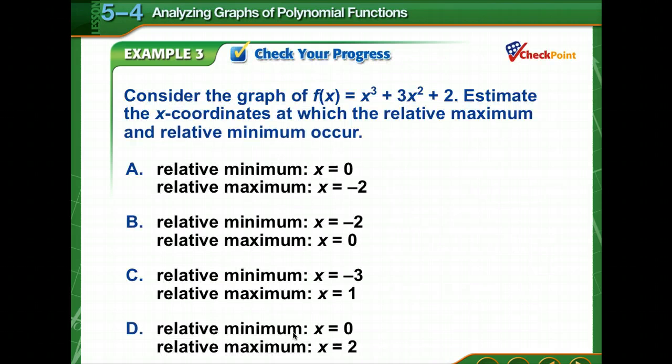Okay, time for you to check your progress. So pause for a moment, then come back and check your answer. Well, when I entered this into my graphing calculator, I found that yes, there was a relative minimum at 0.2, and then the relative maximum is at -2, 6. But they're just asking for the relative minimum and maximum, where the x coordinates are.